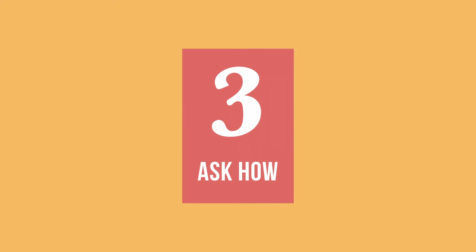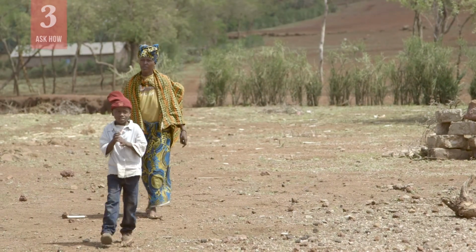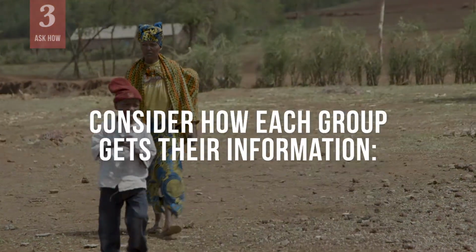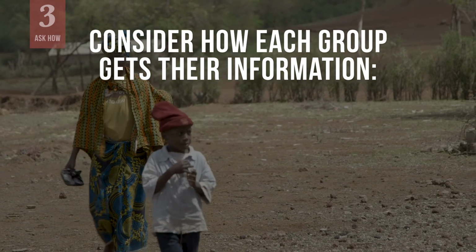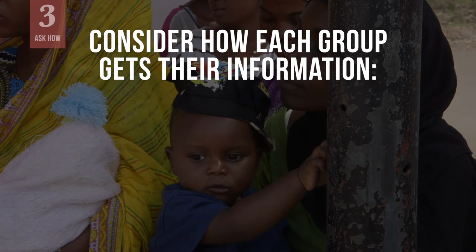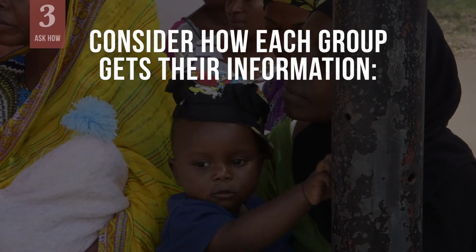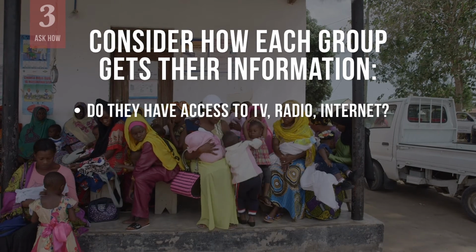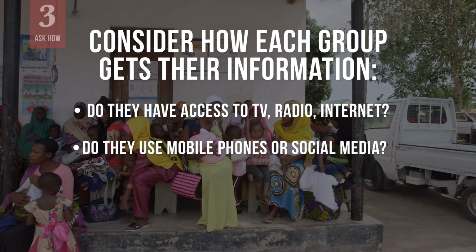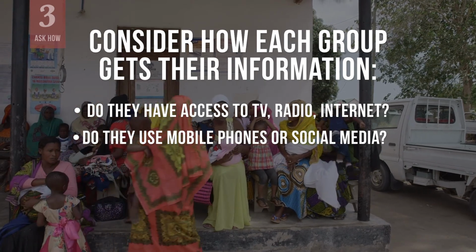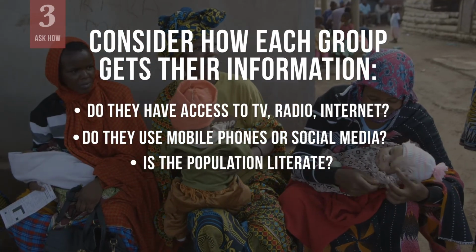Finally, ask, how will you share your messages? What channels are most likely to reach each group? Consider how each group gets their information. Use existing KAP studies or ask questions to find out. Do they have access to TV, radio, or the internet? Do they use mobile phones? What about social media? Is the population literate?